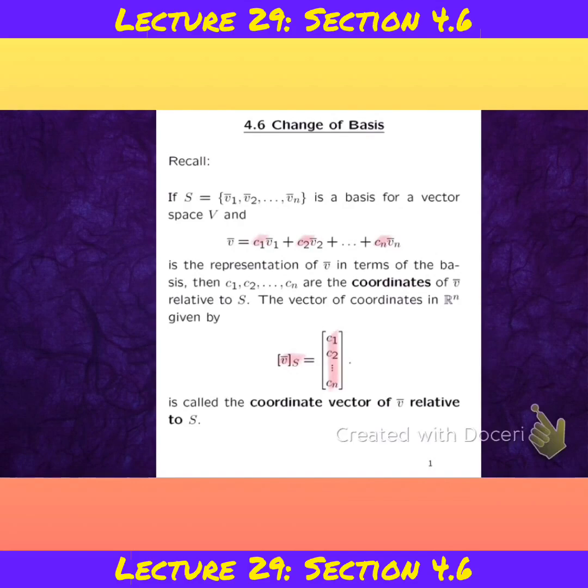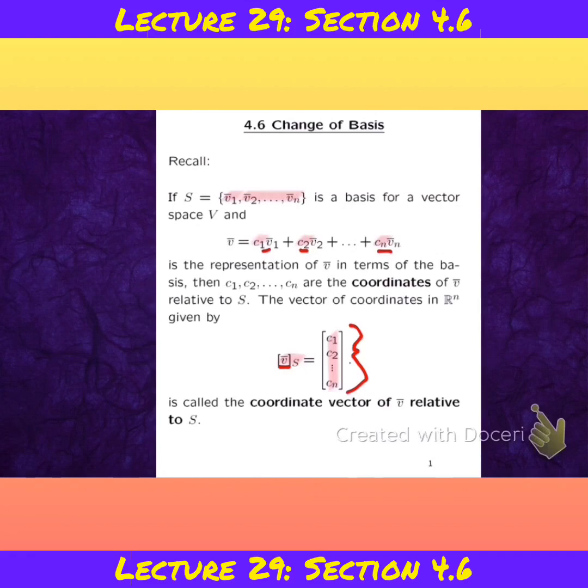So when you write a vector V as a linear combination of these vectors here, then those coefficients that you solve for, as in c1, c2 up until cn, will form the coordinate vector of V with respect to the basis S. Okay, right. Okay, so given that, now what's the application of that?